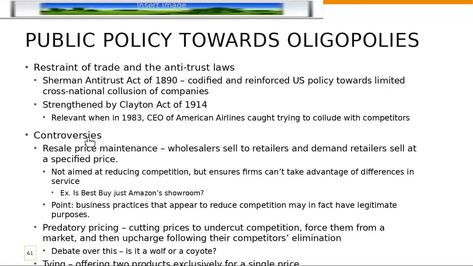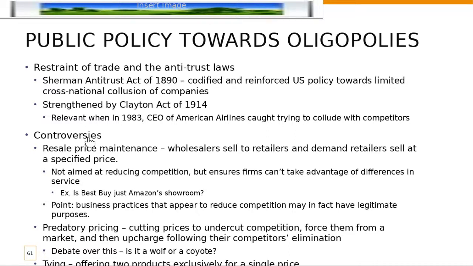Predatory pricing is another big question. This is cutting prices to undercut competition, force them from the market, and then raise prices following their competitors' exit. But there's a debate if this actually is a problem. Are firms wolves or coyotes? Is the firm scavenging, or is it predatory in hunting, looking to take out its competition and then cut price? The answer is most people tend to lean towards firms being more coyotes, scavengers, trying to sell where they can and make headway in the market.